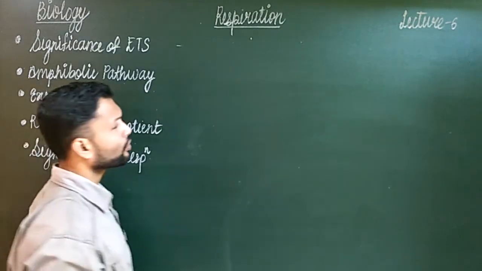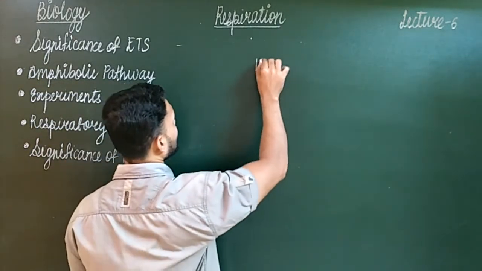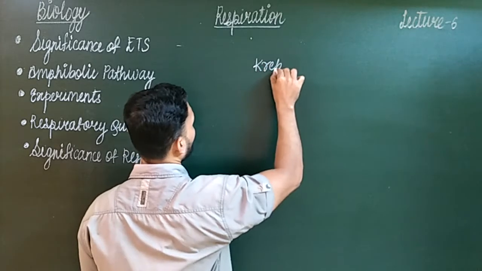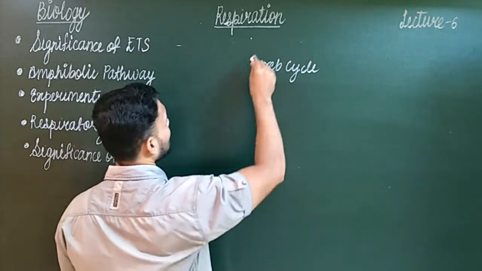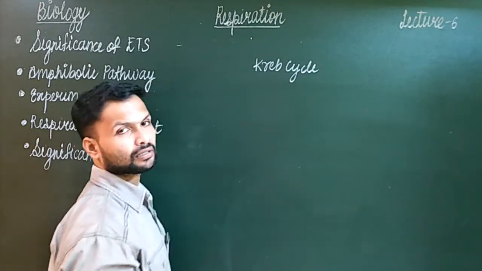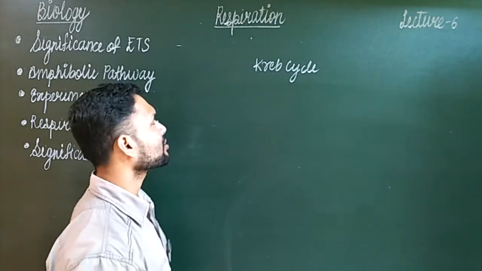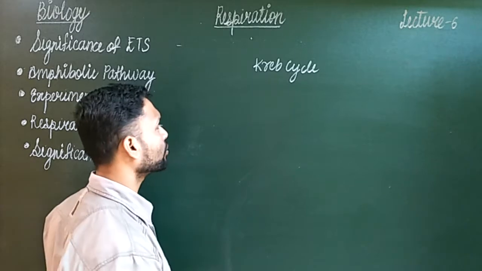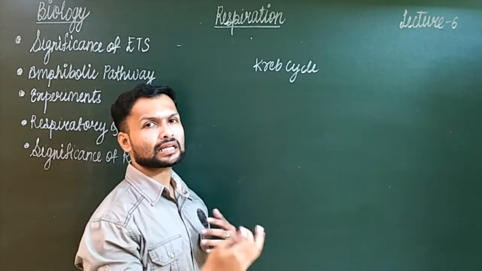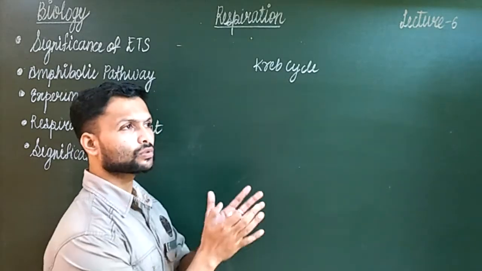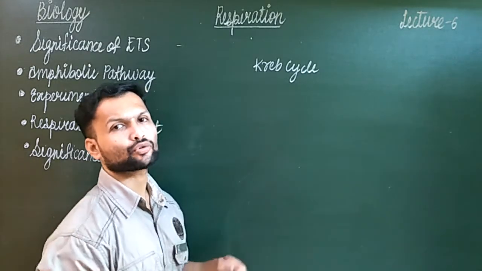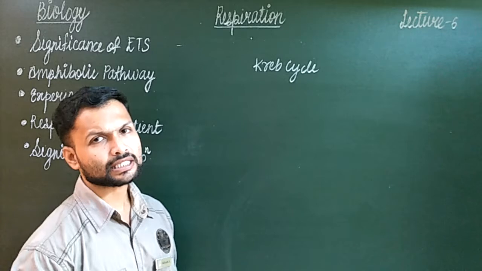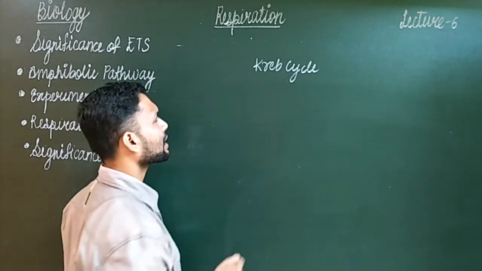Now what is the amphibolic pathway? The Krebs cycle is actually called an amphibolic pathway. Normally what we see is a catabolic process. Catabolic means there is breakdown, as we all know. In the Krebs cycle, acetyl-CoA and oxaloacetic acid first form citric acid, which is then broken down from 6 carbon to 4 carbon. So normally it's a catabolic reaction.